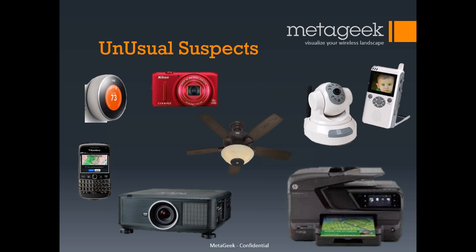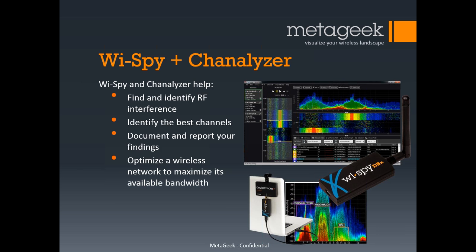These are some of the unusual suspects, the stuff that you wouldn't necessarily think about but still is transmitting in the wireless spectrums. Smart home devices, smart technology, the Internet of Things. This printer is a Wi-Fi printer, baby monitor, anything that is Wi-Fi capable or that's wireless capable but not governed by the rules of Wi-Fi. All these things you can see with Wi-Fi and Channelizer.